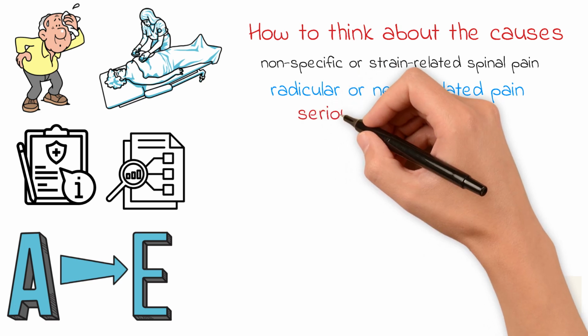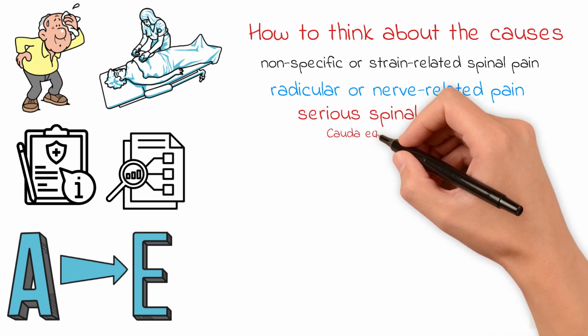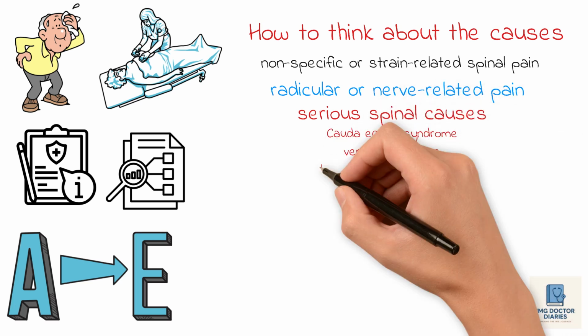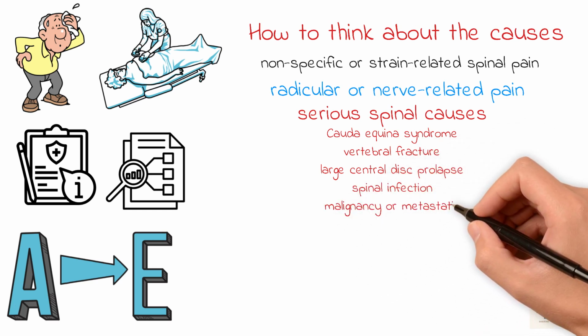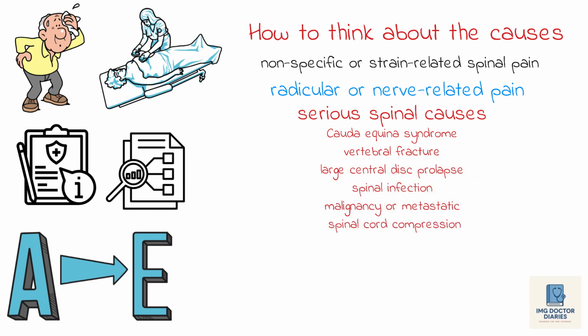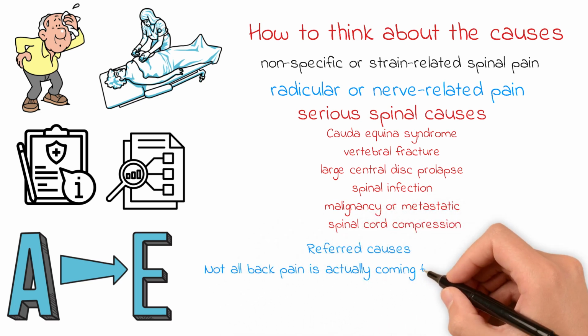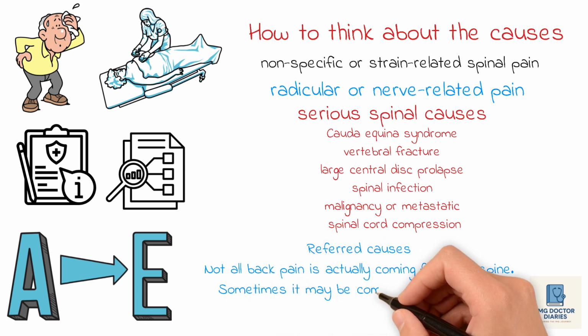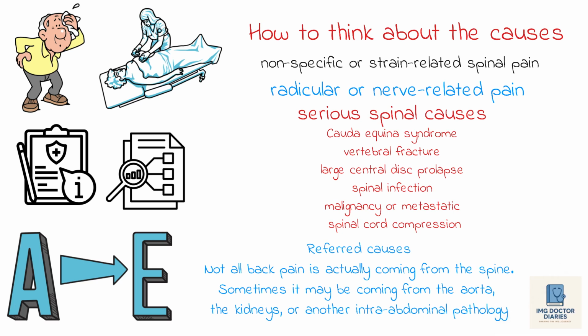Then you have the more serious spinal causes, and this is where your red flags matter most. This includes things like cauda equina syndrome, vertebral fracture, large central disc prolapse, spinal infection, malignancy, or metastatic spinal cord compression. And then finally, do not forget referred causes. Not all back pain is actually coming from the spine. Sometimes it may be coming from the aorta, the kidneys, or another intra-abdominal pathology. So your job is not just to hear the words back pain and assume it is simple. Your job is to ask what type of back pain this sounds like and whether anything here sounds dangerous.